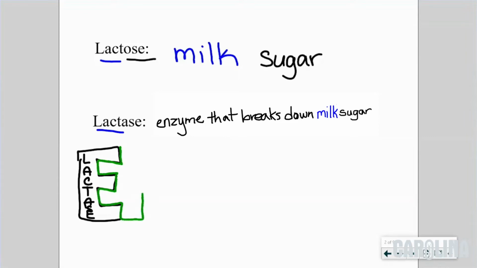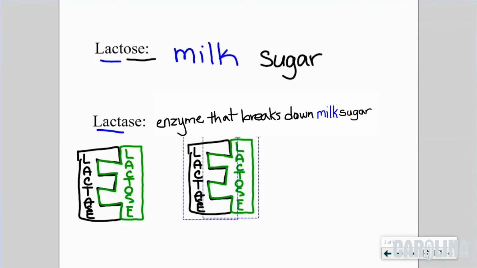Do you see how I'm drawing the lactose so it fits with the lactase perfectly? This is important. There needs to be lock and key binding, a perfect fit between an enzyme and a substrate. Now what happens is they form the enzyme substrate complex. And it sounds like a big word, but all it means is that they're joined together.